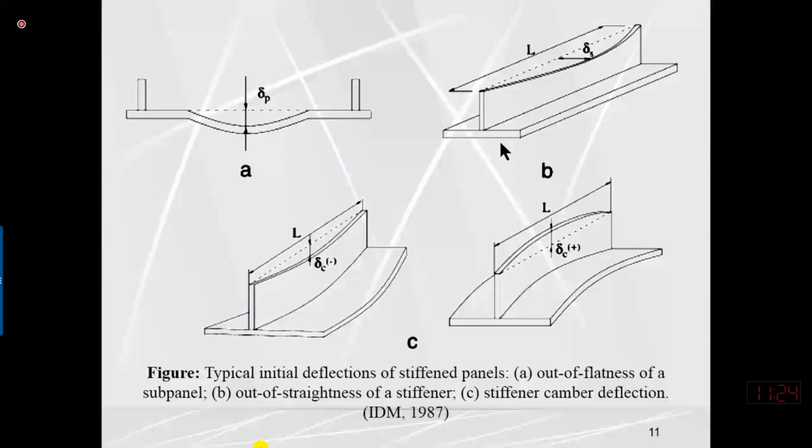Geometric imperfection may be of many types depending upon the type of the member. So we may have A, which is the out of flatness, B, which is the out of straightness, which is not straight, and in C we may have negative or positive camber. So all types of thin walled members, thin walled means steel sections.